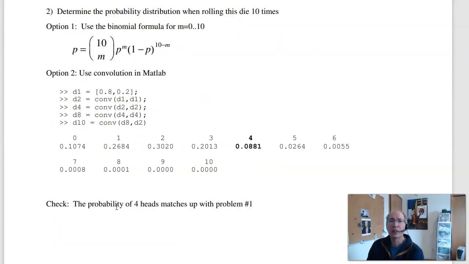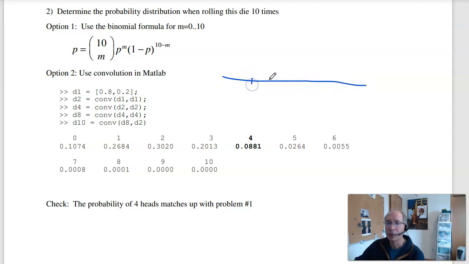Problem 2, determine the PDF when rolling the die 10 times. There's a couple options. One, I could use the formula for a binomial distribution, plugging in m equals 1 to 10. Second way is I could use convolution. With convolution, I'll set up a single coin toss as 0.8 and 0.2. So this would be the z transform.